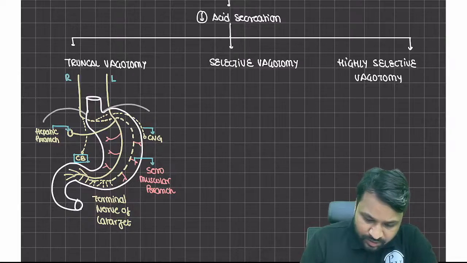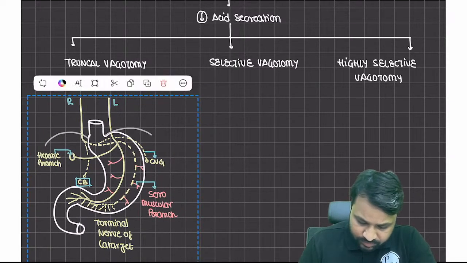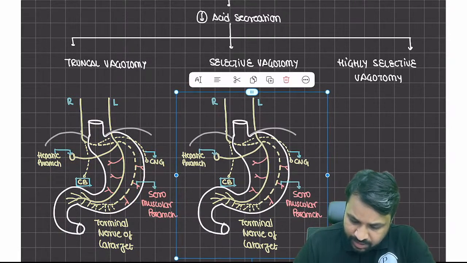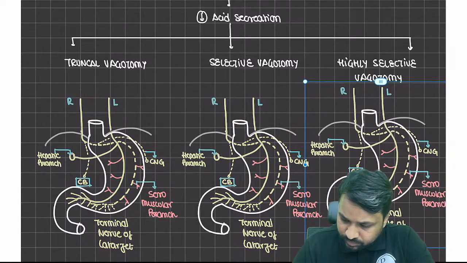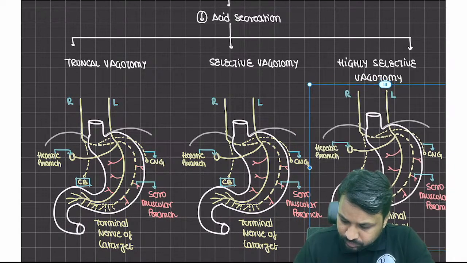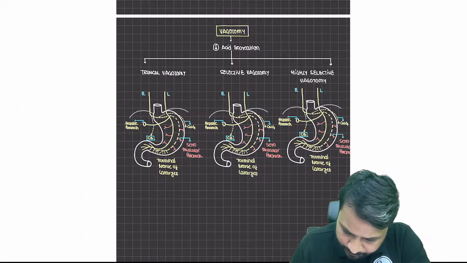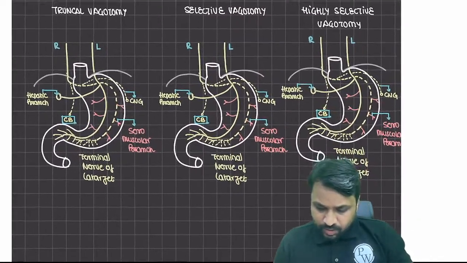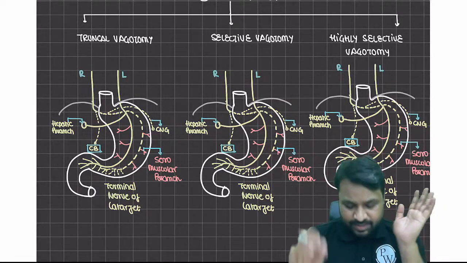Now, if you've understood this, the surgery is a piece of cake. Same thing we are going to replicate here. Okay, so what is a truncal vagotomy? What is a selective vagotomy? What is a highly selective vagotomy?